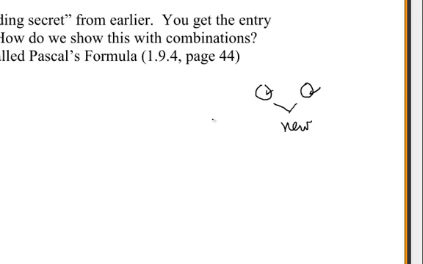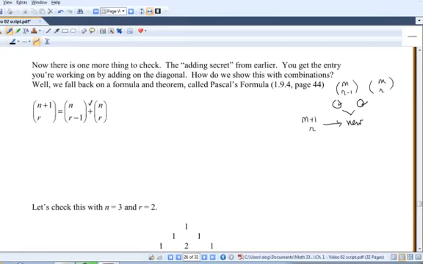So here's my n plus 1, r right here. And here's my n, r minus 1. And here's my n, r. And they're added. That's right here. So that's how we say it.